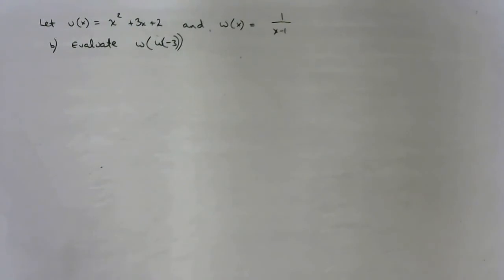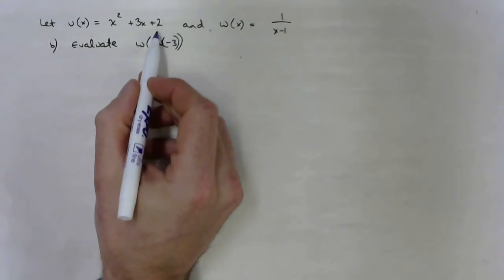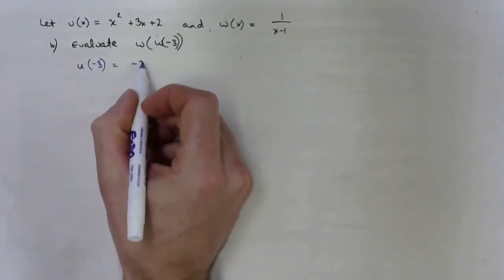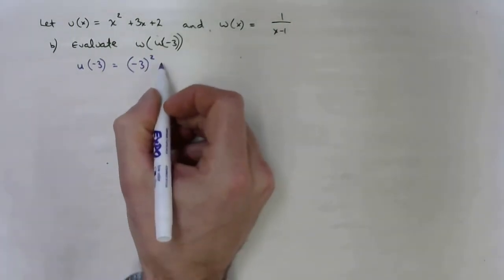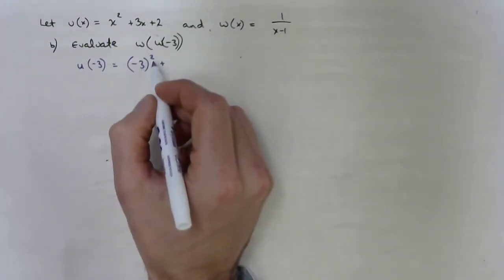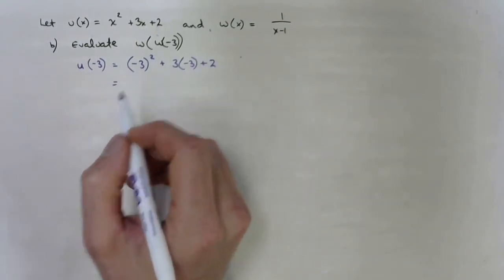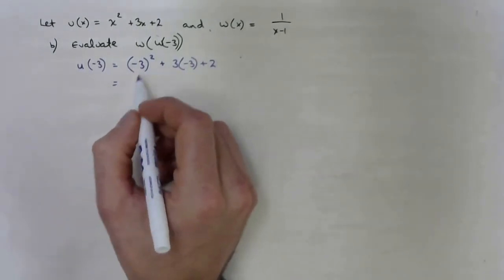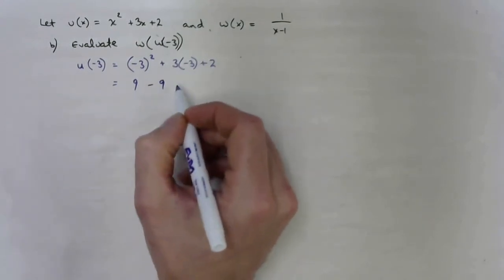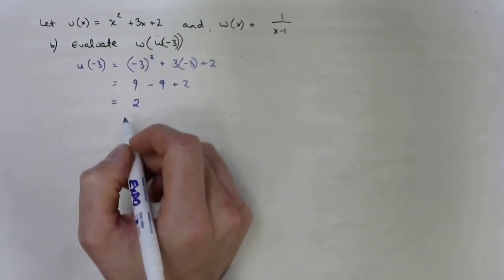So I'm going to find the value of the function u at x equals negative 3. So u of x is already there for me. I'm just going to go u of negative 3, sub in negative 3 everywhere I see an x, and make sure I don't forget what the function tells me to do to it. So negative 3 squared plus 3 times negative 3 plus 2. Be careful about your signs and all of those things. Negative 3 squared is positive 9. 3 times negative 3 is negative 9. Plus 2, that's easy. That's going to be plus 2.